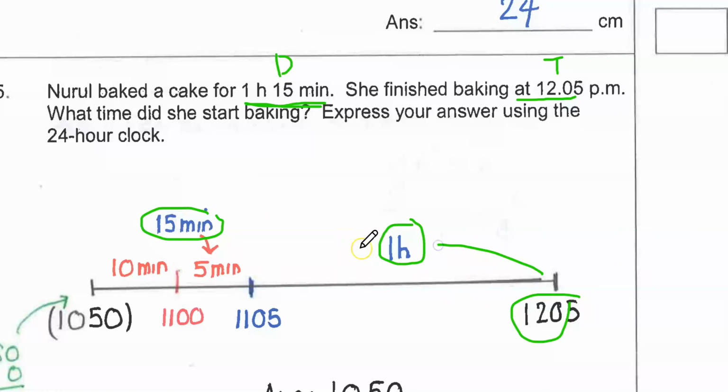Go back 1 hour, you have 11:05. Now you need to go back 15 minutes, right? You know that 11:05 to go back 15 minutes has got to be 10 something, right? So the nearest o'clock is 11. From 11 to 11:05 is only 5 minutes. We've gone back 5 minutes in time. You need to go back 15 minutes. So 5 minutes over here, the remaining must be 10 minutes more. Go back 10 minutes more before 11. 10 minutes before 11 is 10:50.